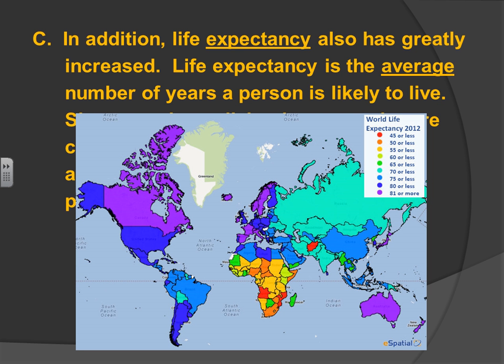If you look at this map, it kind of gives you an idea of what the life expectancy is in different countries as of 2012. And if you'll notice, lots and lots of countries have life expectancies of 75 years or more. In fact, the majority of the world, that is the life expectancy. The United States, we have a life expectancy of approximately 80 years. Males and females don't have the same life expectancy, but that's the average.